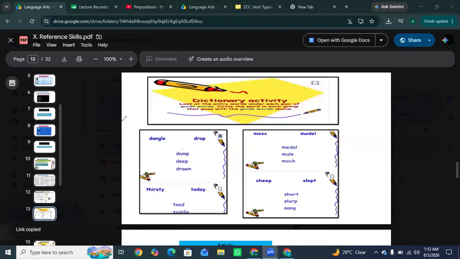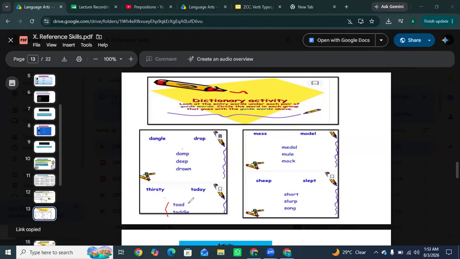So the next one is thirsty and today. And here we have options toad and toddle. They both fall between thirsty and today. Okay, toad and toddle fall between thirsty and today.